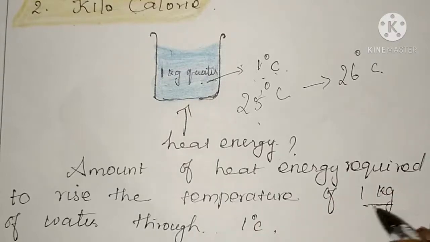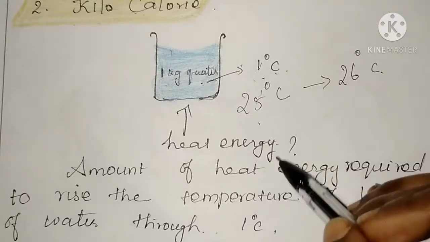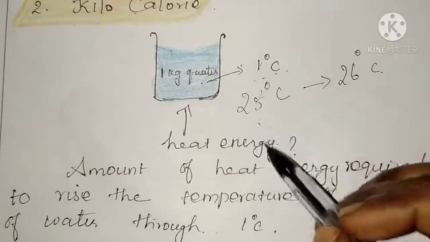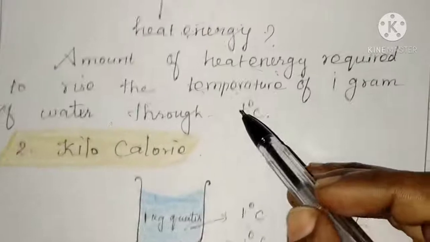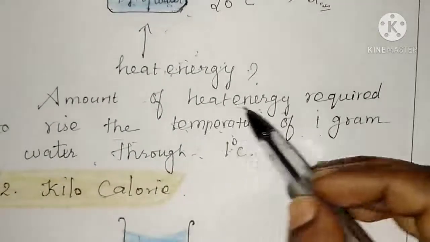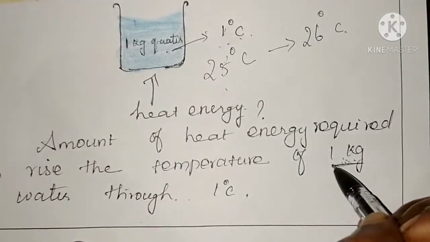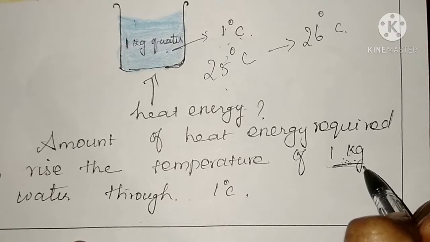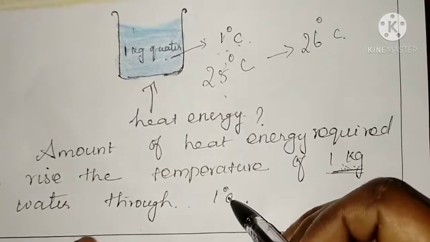Here, instead of gram, we have to write kilogram. Okay, that is the only difference between calorie and kilocalorie. Okay, how will you understand these two definitions? Very important for the 2-mark question. Okay, they will ask calorie or kilocalorie. Calorie means here we have to mention 1 gram of water. Kilocalorie means we have to mention 1 kilogram of water. So in both, you have to raise the temperature by how much?